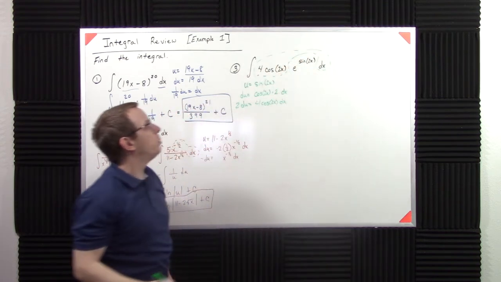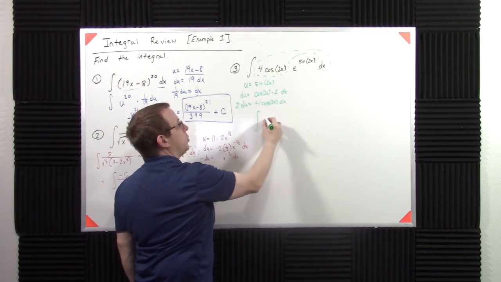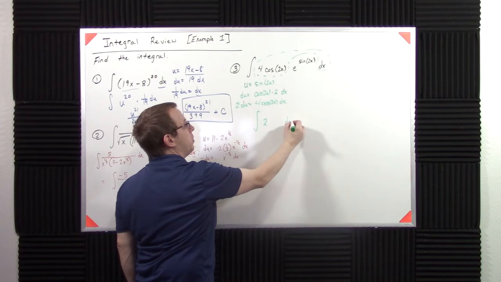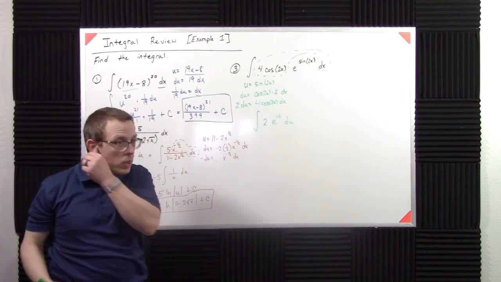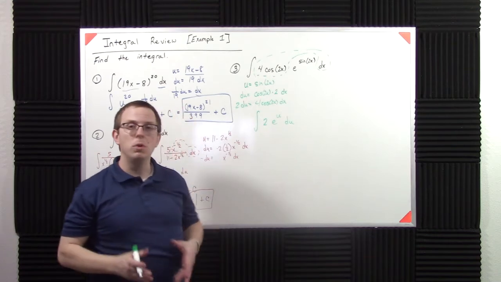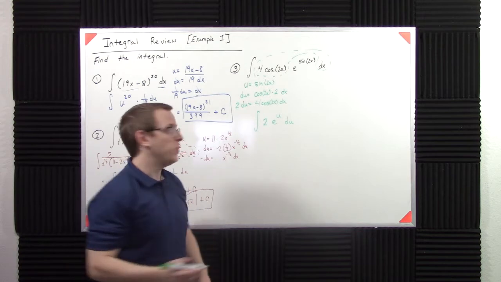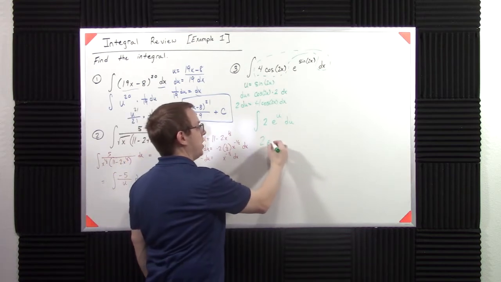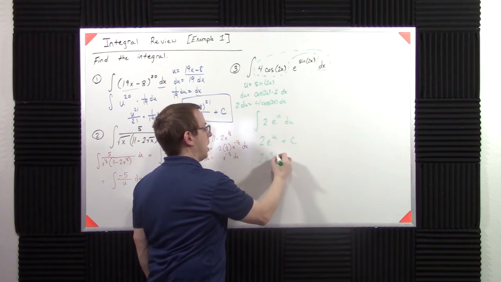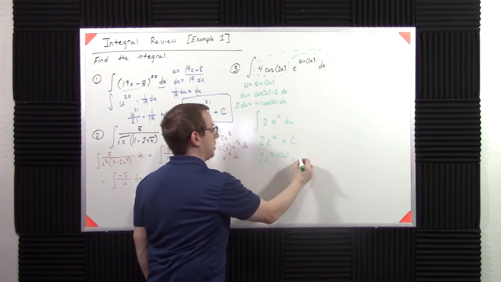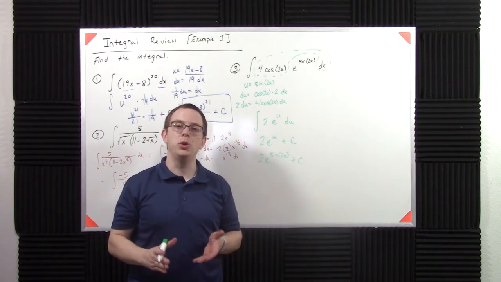So that's one grouping, and I can replace that with 2 du, e to the u. Right, I have 2e to the u du. Now we know the antiderivative of e to the u is e to the u. So that's 2e to the u plus c, 2e to the sine 2x plus c. Simple enough, right? That's probably the way you should do it.